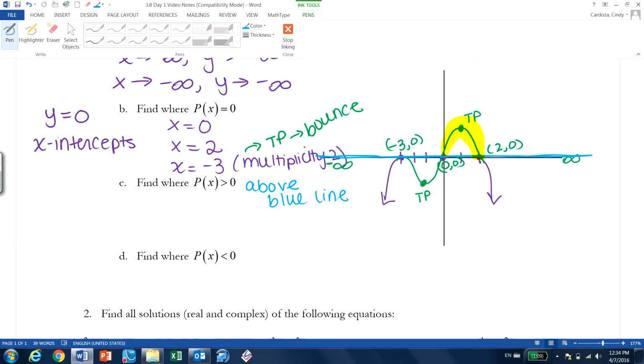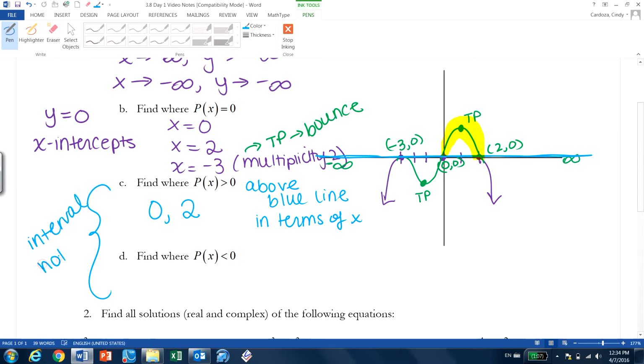So remember, like increasing and decreasing, when we want to find where p of x is greater than 0, our answer is always in terms of x. Okay? Not y, just x. So I'm going to answer this in terms of x. Well, here is x is 0. From 0 to 2 on my x values, that's where the graph is greater than 0. That's where the graph is above the x-axis. So I'm going to write from 0 to 2. You're always going to answer these questions in interval notation. And I need parentheses here because this is just a greater than sign. Remember, a greater than sign is parentheses. Greater than or equal to would include a bracket.